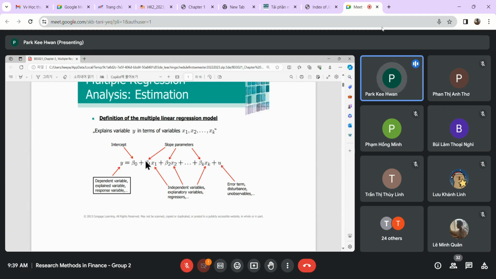Then we have the parameters, beta naught, beta 1, beta 2, and so on. Beta naught we call the intercept, and beta 1, beta 2, and beta k we call the slope parameters of the respective explanatory variables.